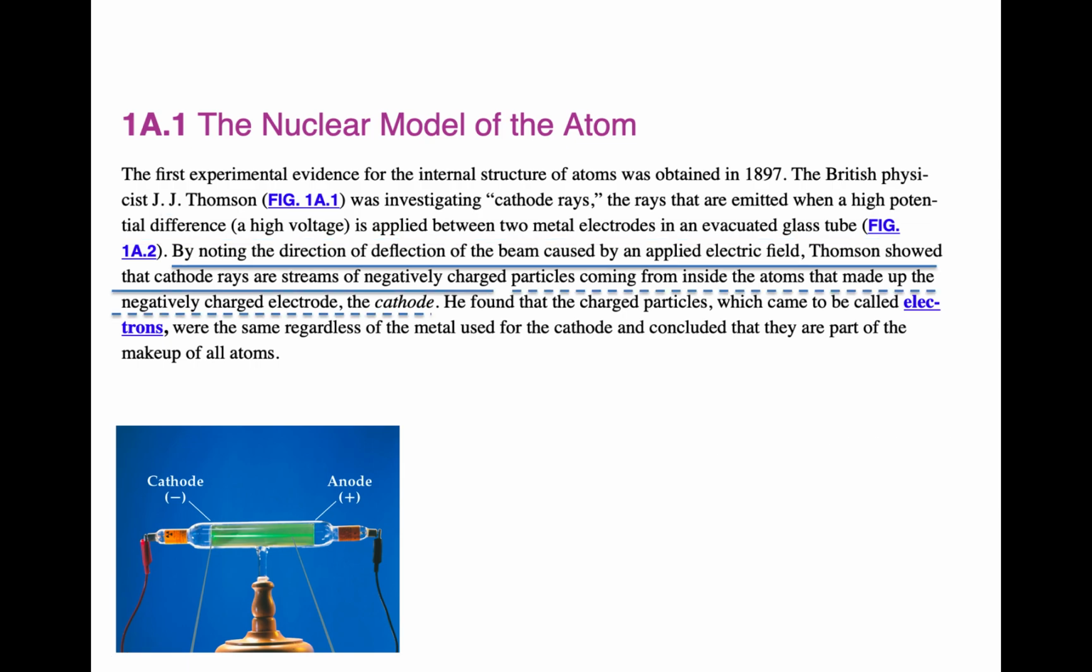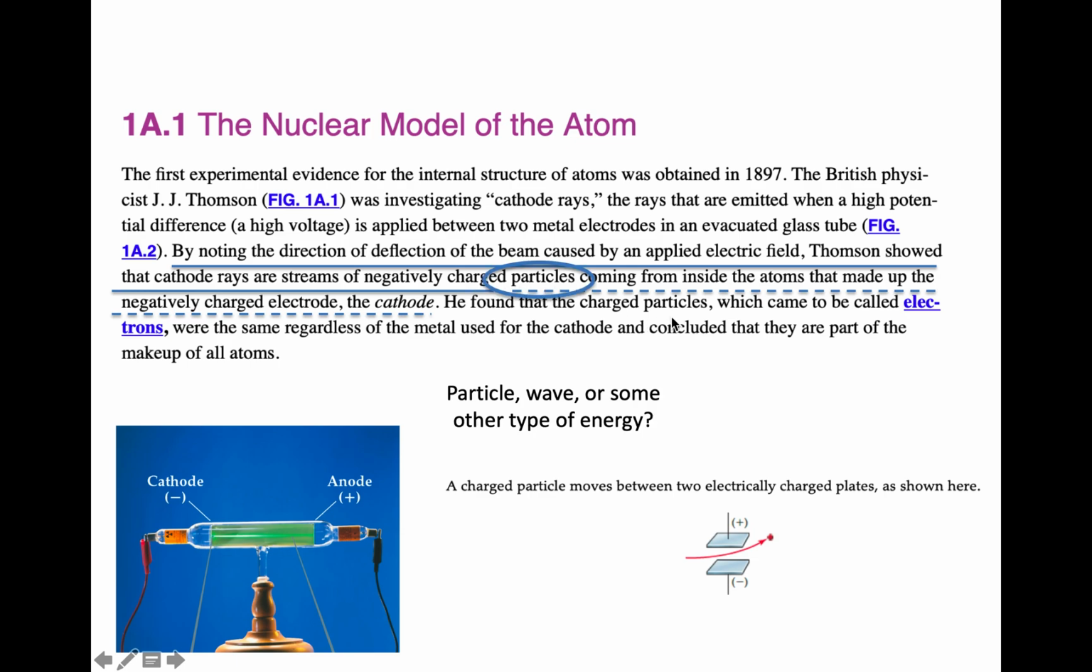One of J.J. Thomson's experiments was to deflect this beam by applying an electric field. Atkins notes that Thomson showed that cathode rays are streams of negatively charged particles. What does he mean, negatively charged? Well, he's controlling the electric field, and based on the direction in which they're deflected, he can infer that they're negative because they're moving towards the positive plate. Atkins goes on to say that these were negatively charged particles from inside the atoms.